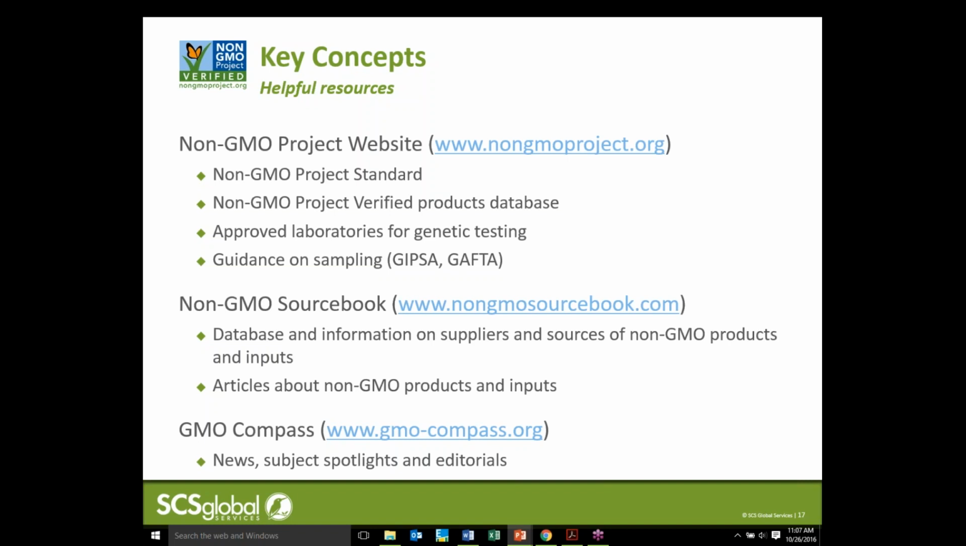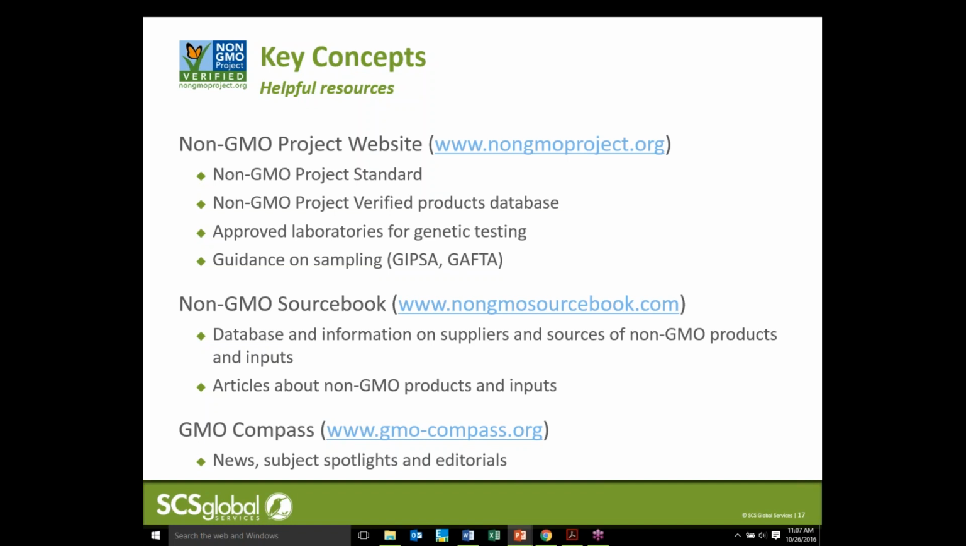Another really good resource out there is the Non-GMO Sourcebook. It's an online database and information on suppliers and sources of non-GMO products and inputs. And it also has articles about current events, about non-GMO products and inputs and things that should be of interest to most people that are going for non-GMO project verification. And another interesting resource is GMO Compass. And that's just news, subject spotlights, editorials, and things pertaining to non-GMO project verification.